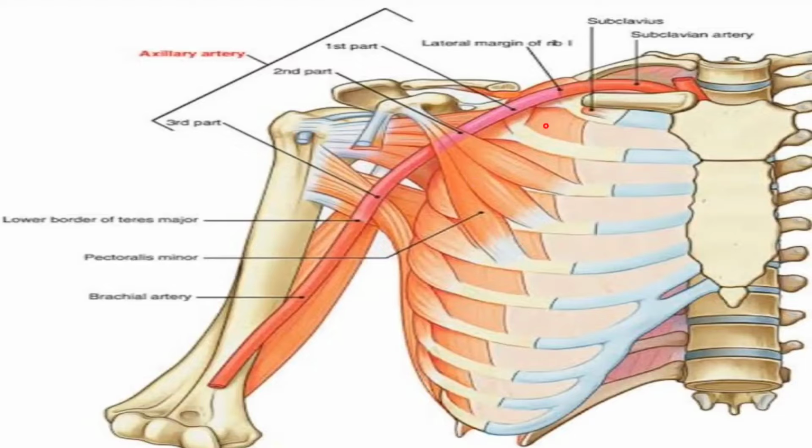And according to the position, the first part is proximal, that is superior. The second part is deep, and the third part is distal. This is proximal, this is distal, and this is deep.